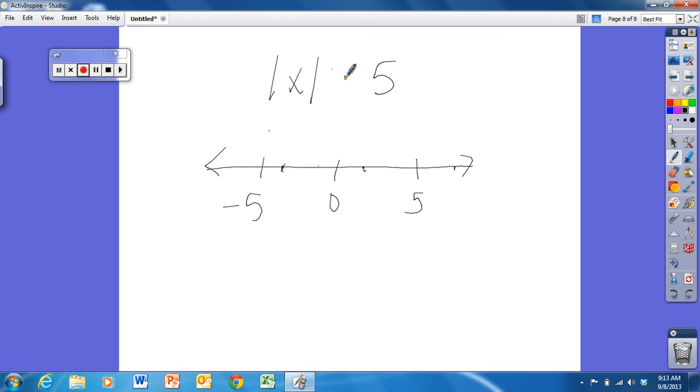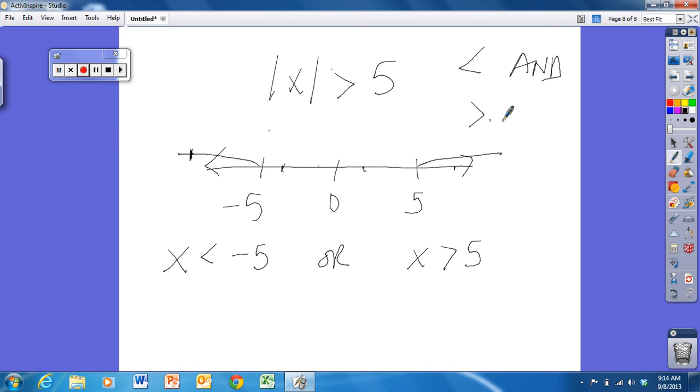Things get cray-cray. Okay, if I want the distance away from 0 to be bigger than 5, that means I'm talking about all the numbers over here or all the numbers over here. The distance that this is away from 0 is about 7 units. That's bigger than 5. So this would be an OR problem. We would say x is less than negative 5 or x is greater than 5. You have to memorize that for absolute value inequalities, less than means and, greater than means or.